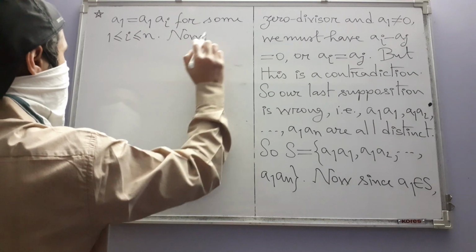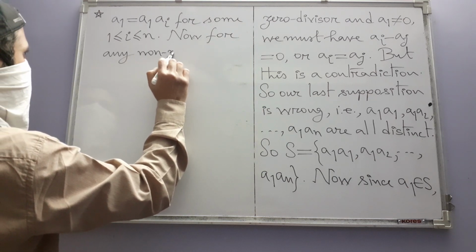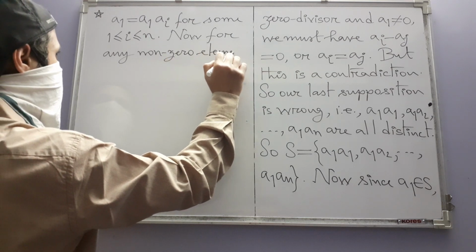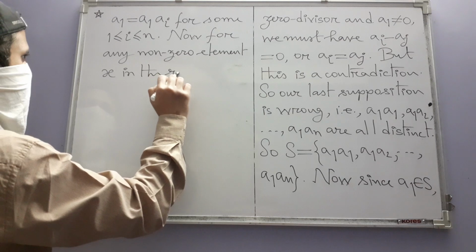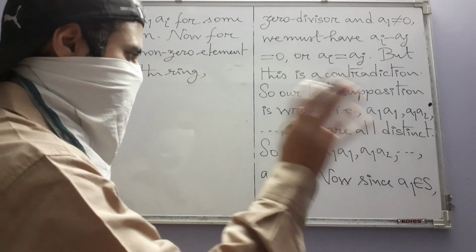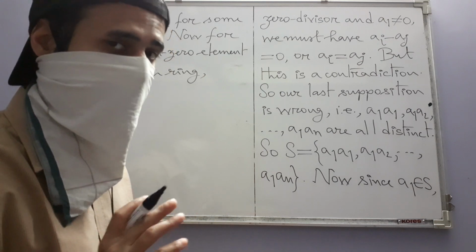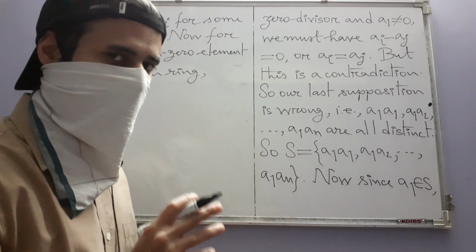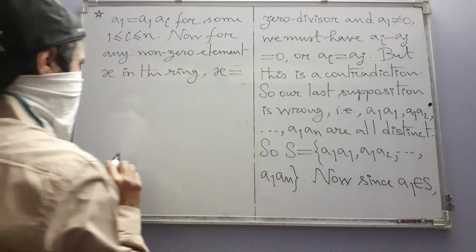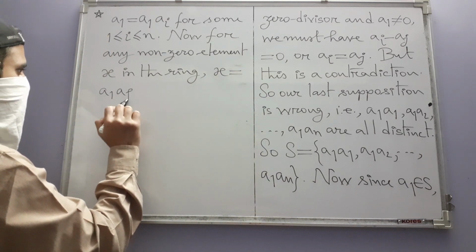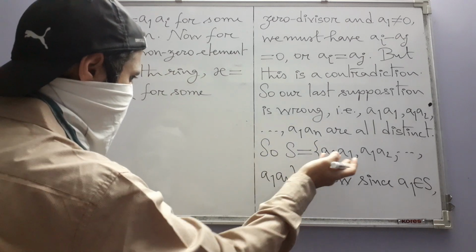Now for any non-zero element x in our ring, so that means what we are doing is that we are actually considering an element from capital S, because capital S is the set of all non-zero elements in the ring. So let x be any non-zero element in the ring. So x will look like this, because that's how the elements of S look like. We have found that.